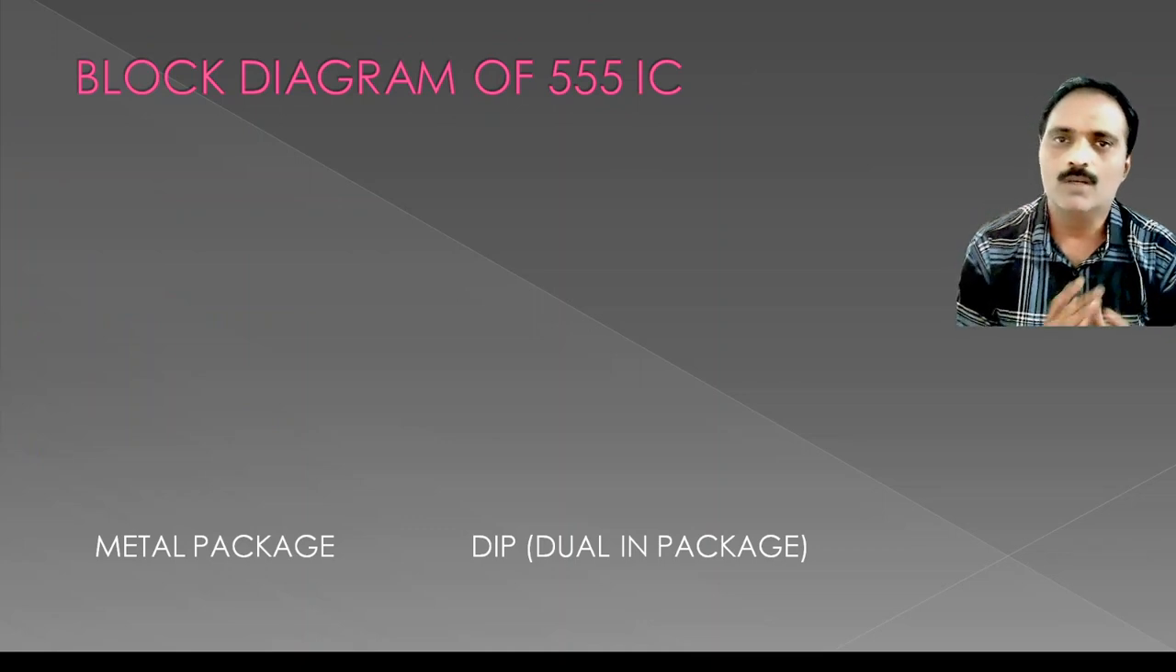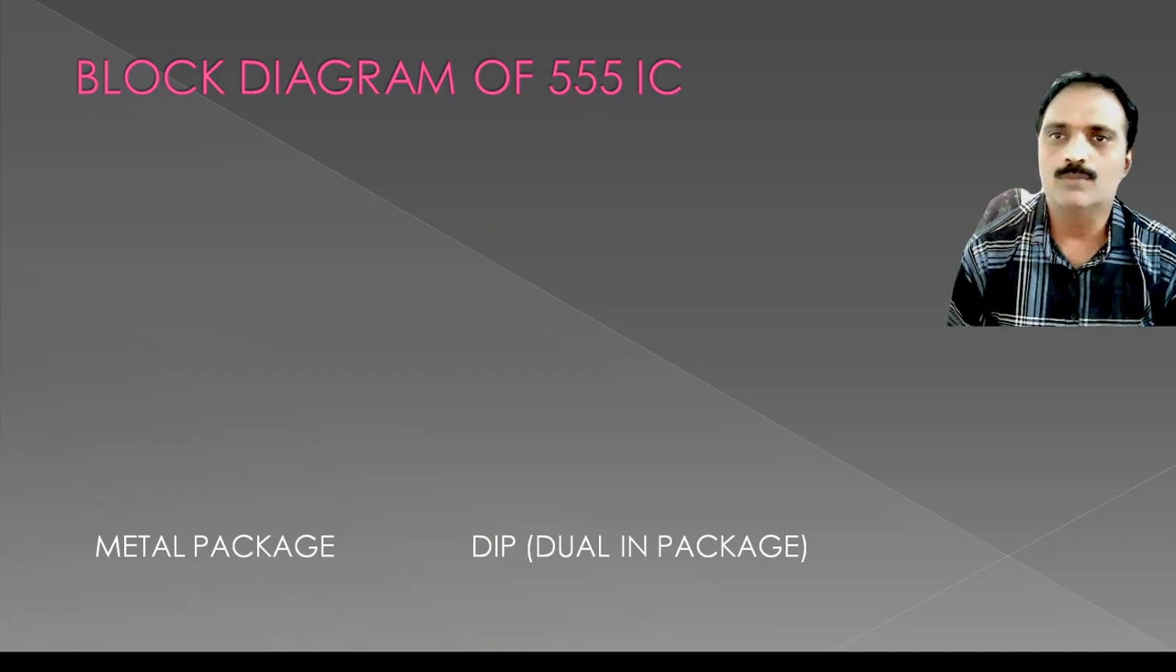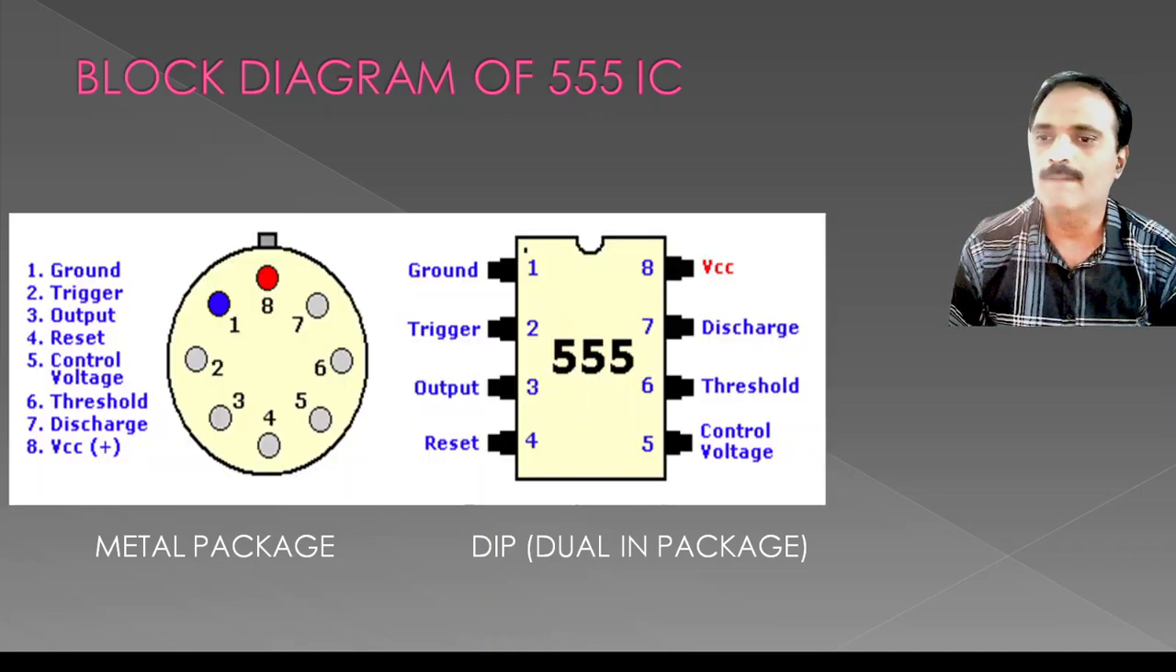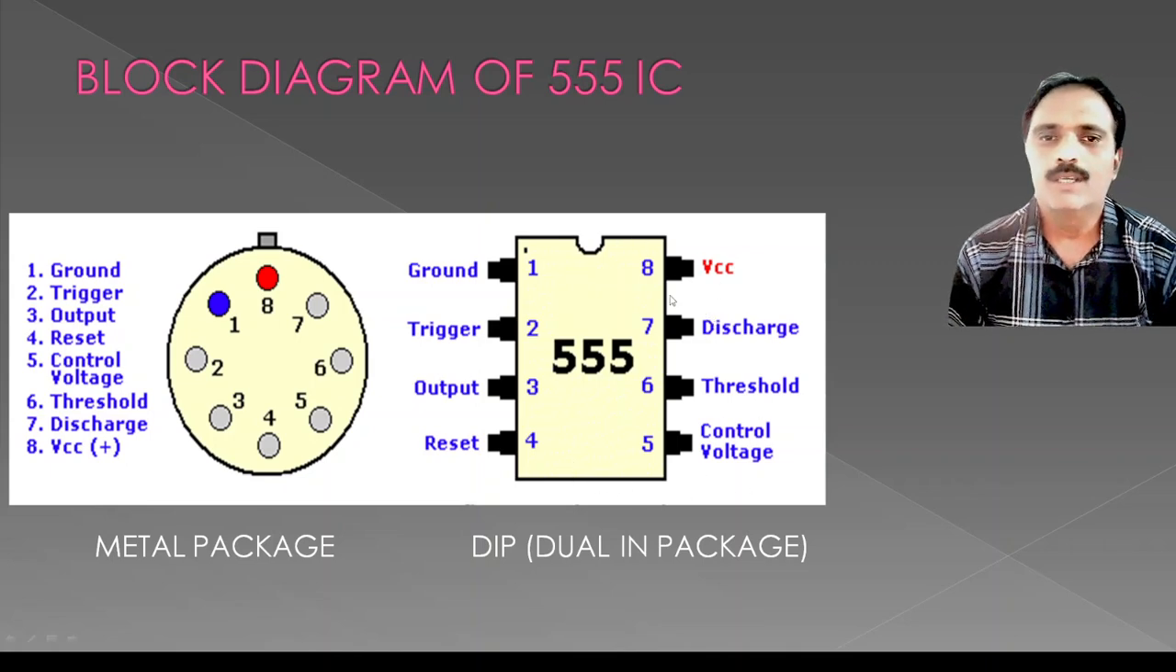If you go for the block diagram of the 555 IC timer, it will be available in two configurations. One is the metal package, which has a circular disc shape, and another one is the DIP, dual in package type. Basically it is an 8-pin IC.